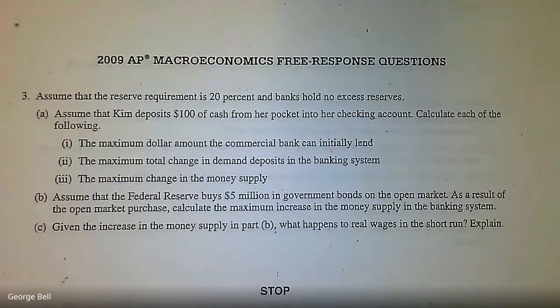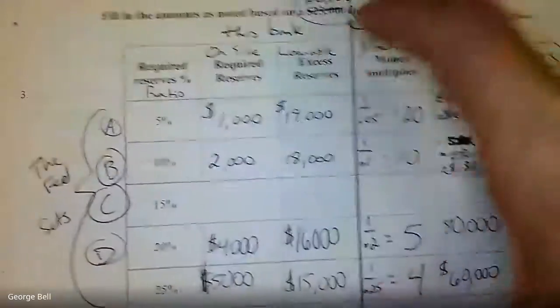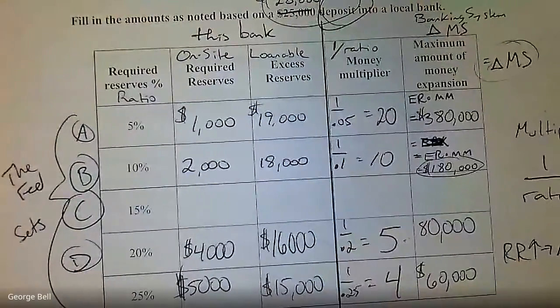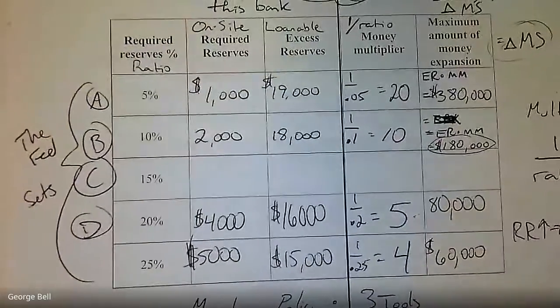Okay, ladies and gentlemen, what we're looking at right now is an FRQ from 2009 that is going to take us a step further from our notes the last several days. The last several days we did banking reserves. We talked about required and excess reserves. We did the multiplier, and we did this with a mathematical grid, so it was an easy approach.